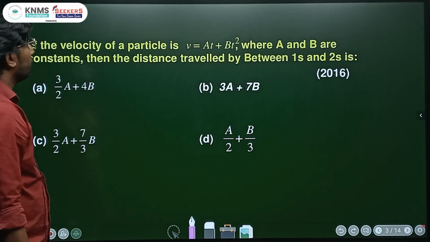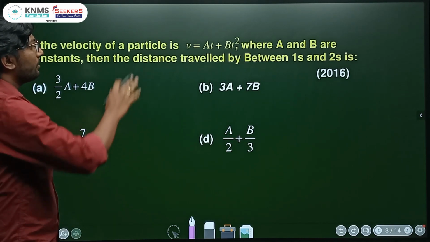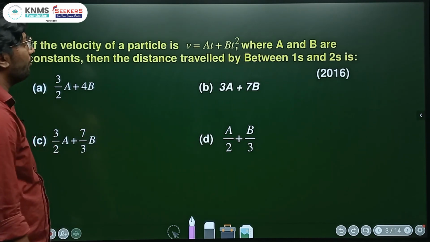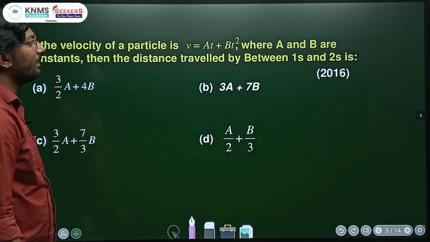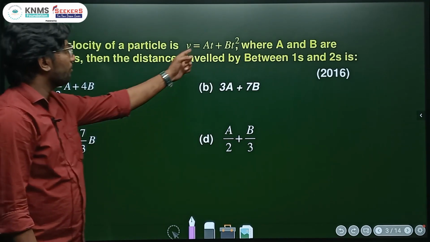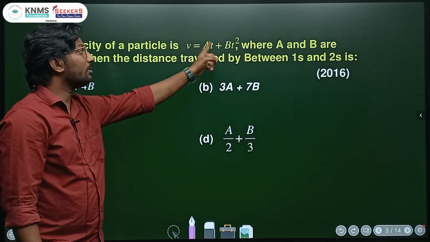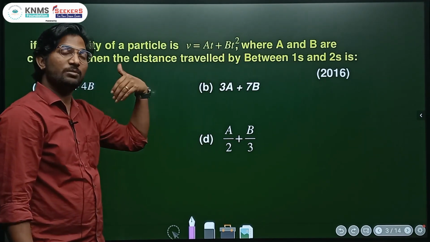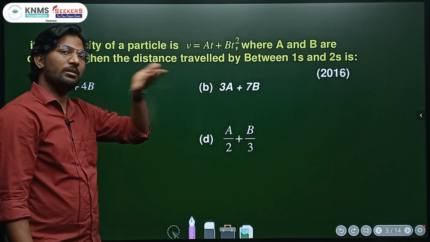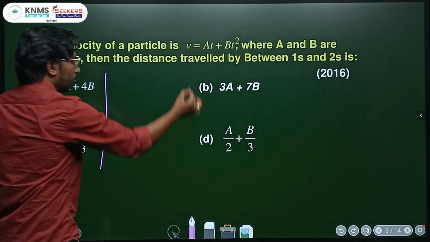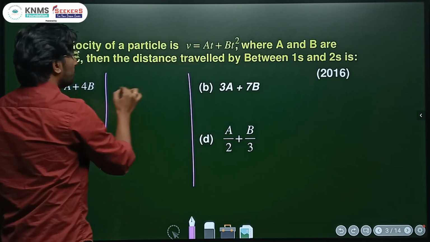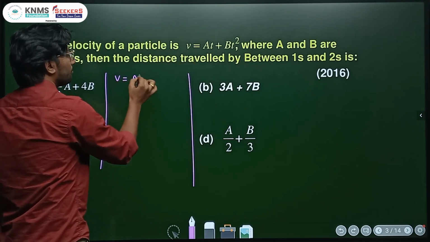Next question. If the velocity of the particle is given as a function of time, where A and B are constants, then the distance travelled by it between 1 and 2 seconds is. You see, for the first time in our questions, velocity is given as a function of time and distance is being asked. That means we need to go in the reverse order, that is the integration method. So let's see how to do this by the integration method. Velocity is given as a function of time.